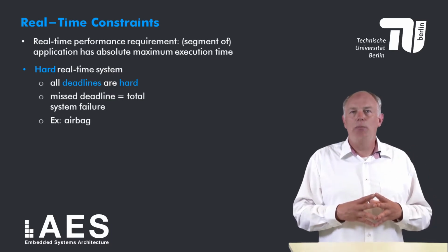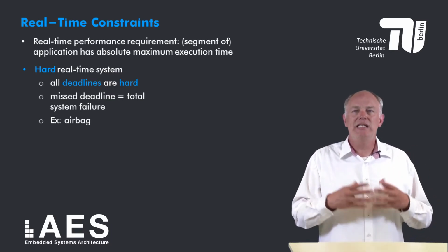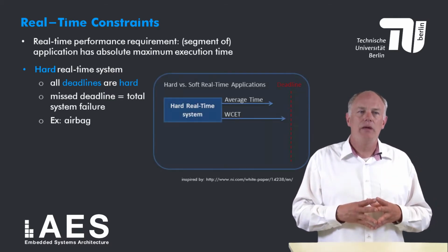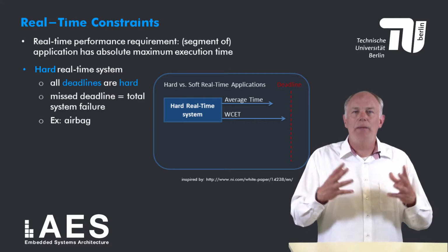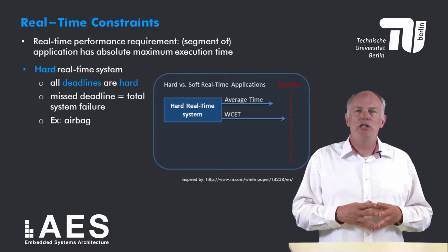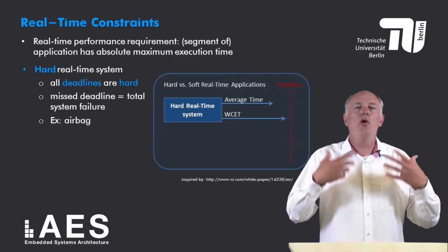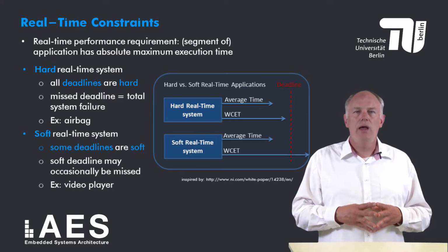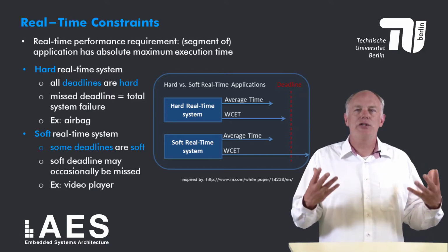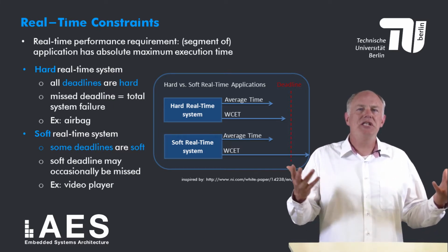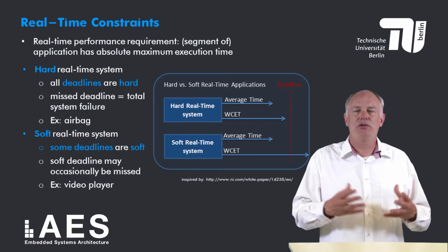Typically, the decision to deploy an airbag in a frontal crash is made within 15 to 30 milliseconds after the crash. This figure illustrates the timing of a hard real-time system. Not only the average execution time must be shorter than the deadline, but also the worst case execution time, or WCET. In a soft real-time system, on the other hand, there are some deadlines that are soft, meaning that it may be missed occasionally. An example of such a system is a video player or a digital TV.